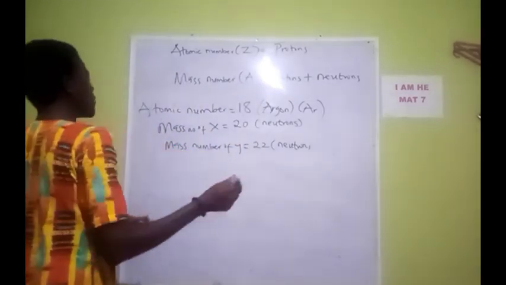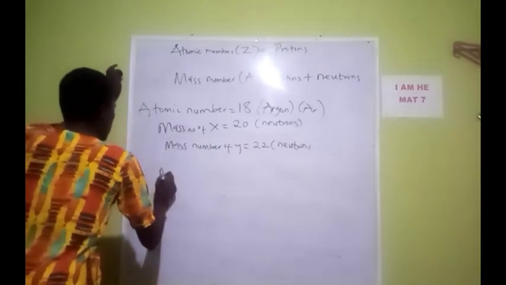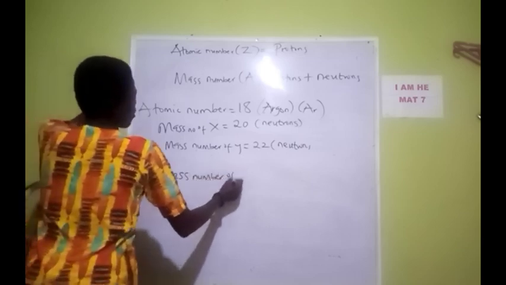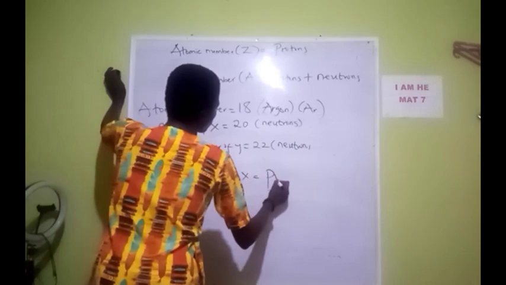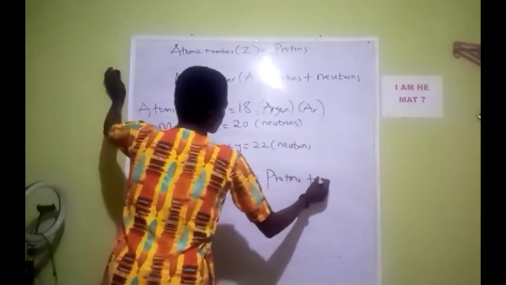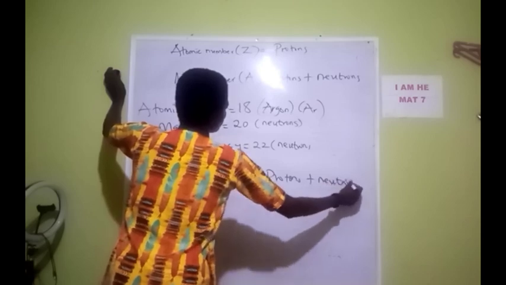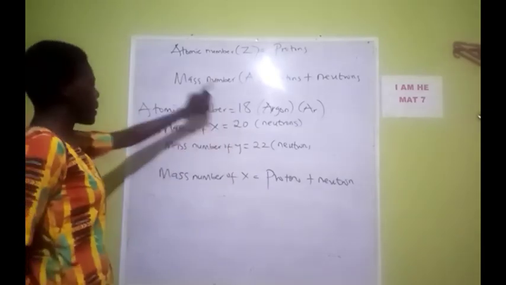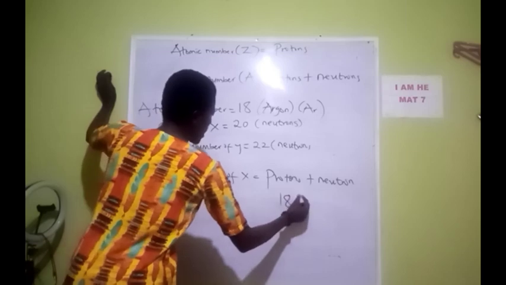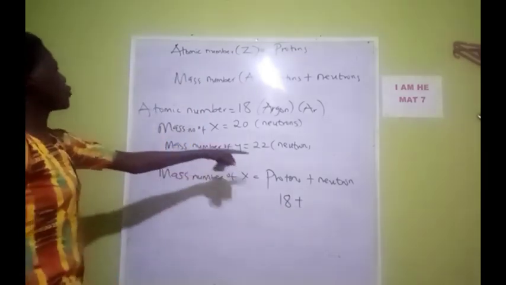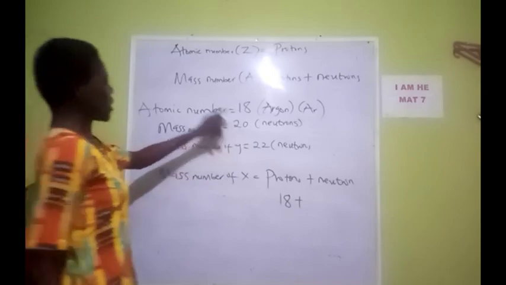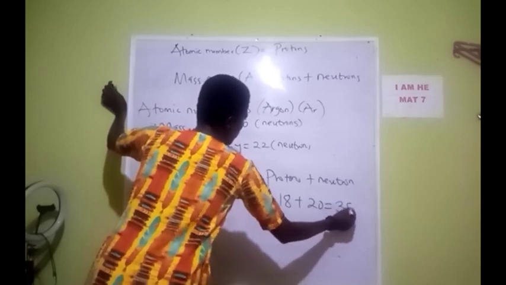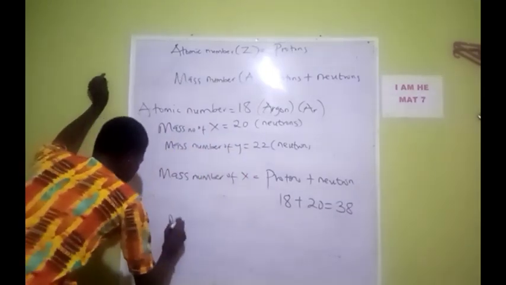Okay, so we are looking for the mass number of X. Mass number of X is equal to the proton plus neutron. The proton given to us is 18. That's the atomic number. Take note. So 18 plus the neutron for X, which is 20. 18 plus 20 is equal to 38. Okay.